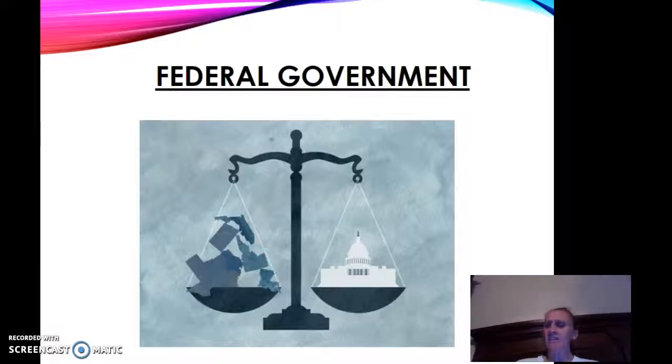So that's just kind of touching on what those three systems of government are, and we will get in more in depth later.